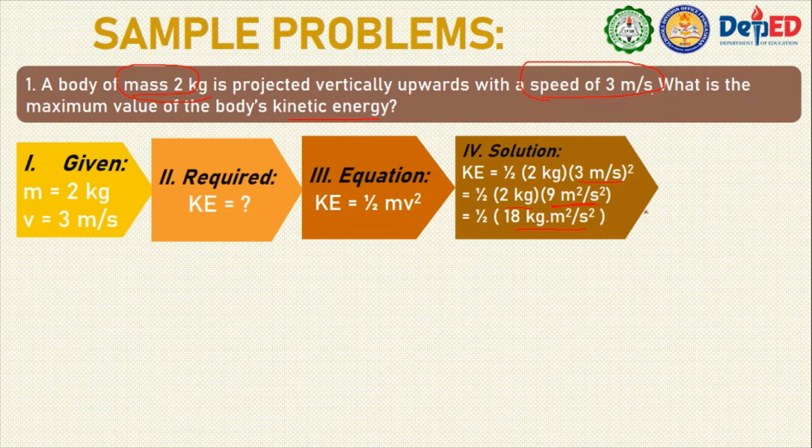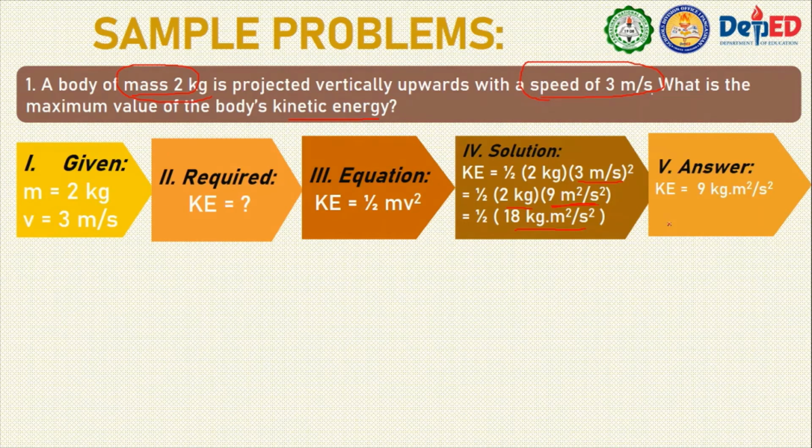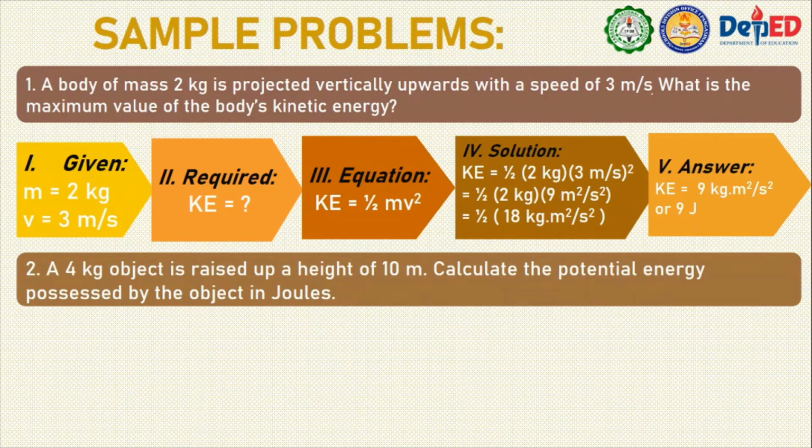And then lastly, we are going to compute for the final answer. So 1/2 times 18 kilogram meters squared per second squared. And your final answer is 9 kilogram meters squared per second squared, or 9 joules. So the kinetic energy of the object with a mass of 2 kilograms and a speed of 3 meters per second is 9 joules. Sample problem number 2.